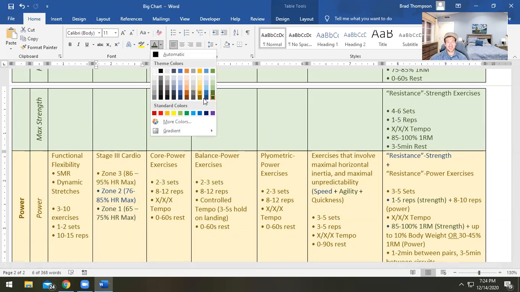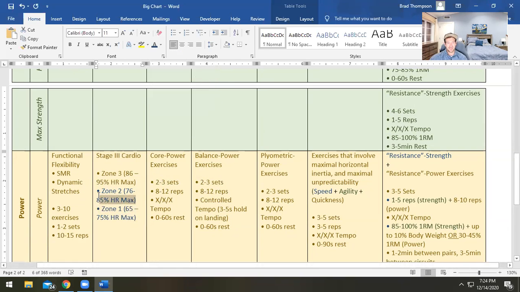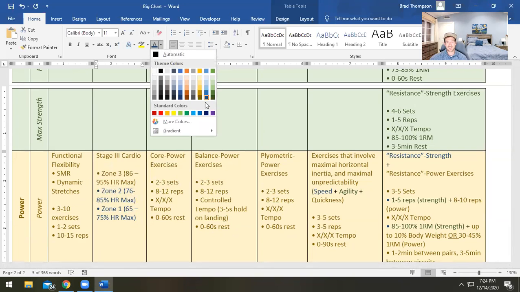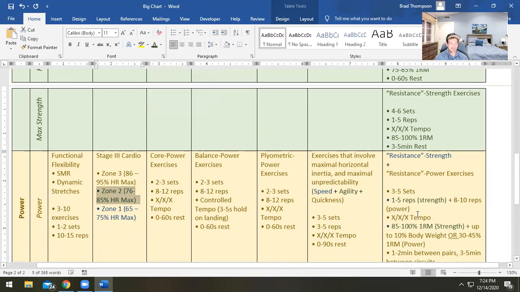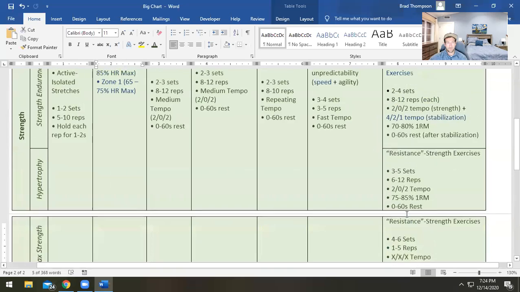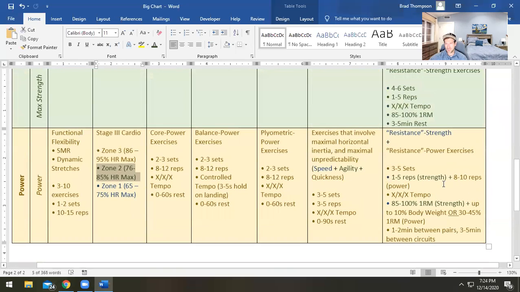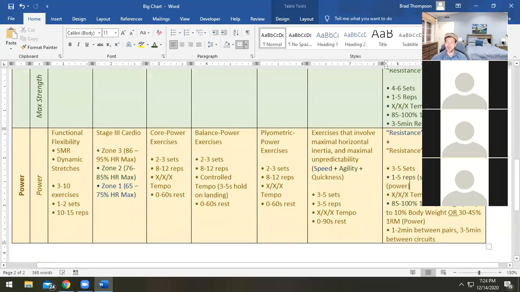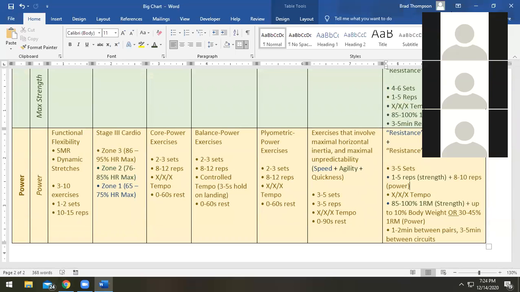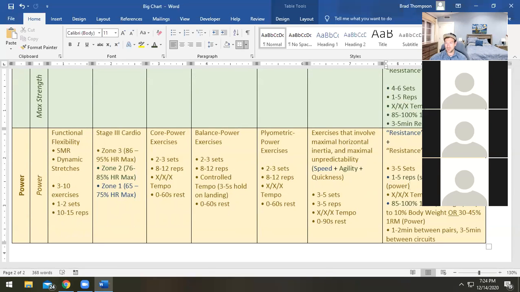So that is our max strength phase in a nutshell. You guys have any questions on strength? Any questions on strength endurance, hypertrophy, max strength, any of those?